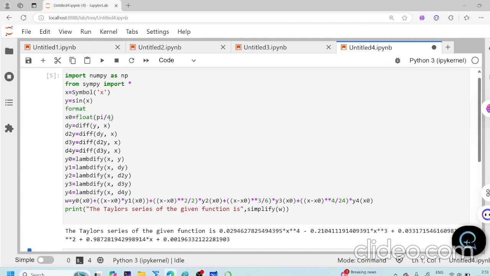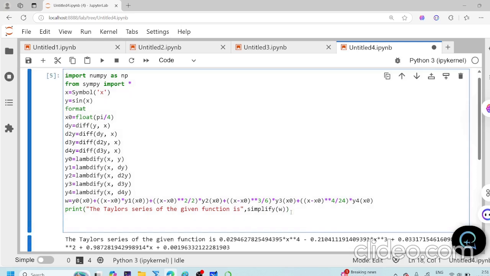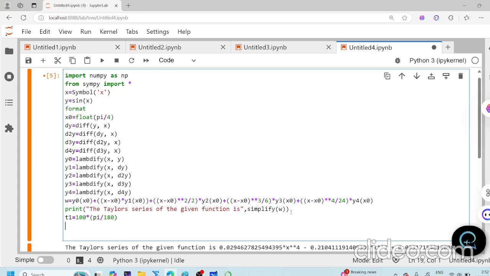Next part is finding the particular value from the actual function and the series. Let's check whether those two are equal. From the series, you can compute the value, but I first have to mention which value to substitute. I will call T1, and we have to convert to radians, so T1 equal to 100 into pi by 180.